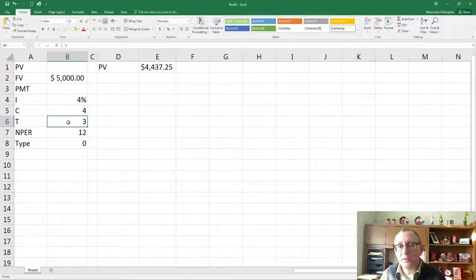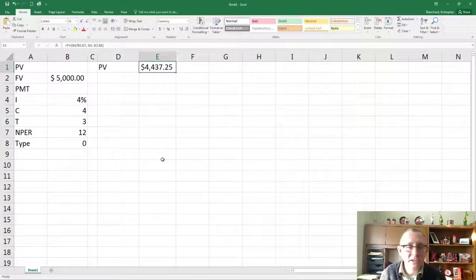So we need 3 years and we can earn this interest quarterly. Basically, you need to put $4,437.25 in the bank today in order to have that money in the future. So there you go. There's your first calculation.